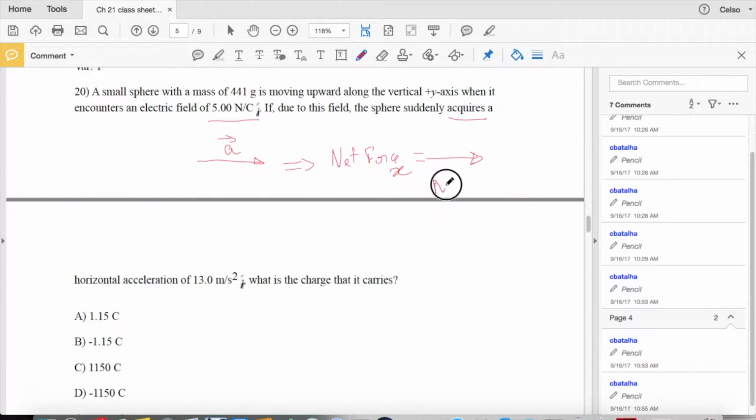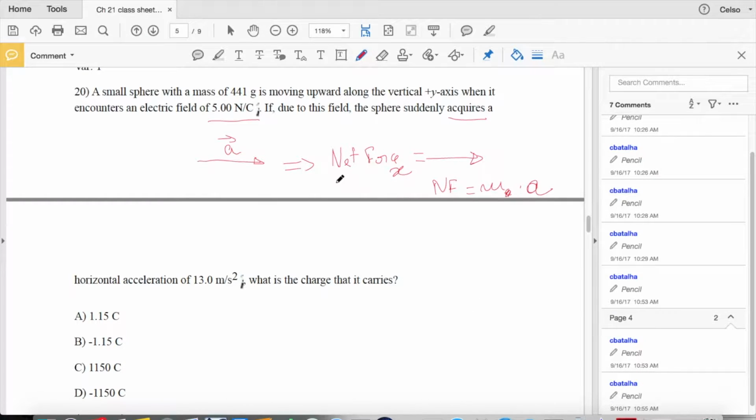Why? Because this net force is equal to m... Is that an electron? Oh no, it's a mass, it's a sphere. Because this sphere has a mass, right? Times acceleration.